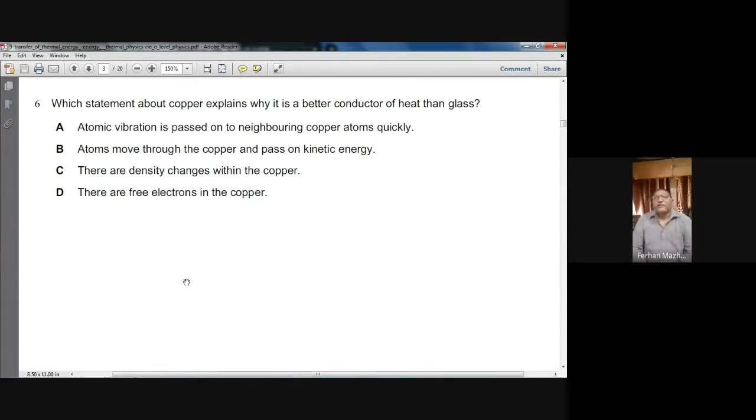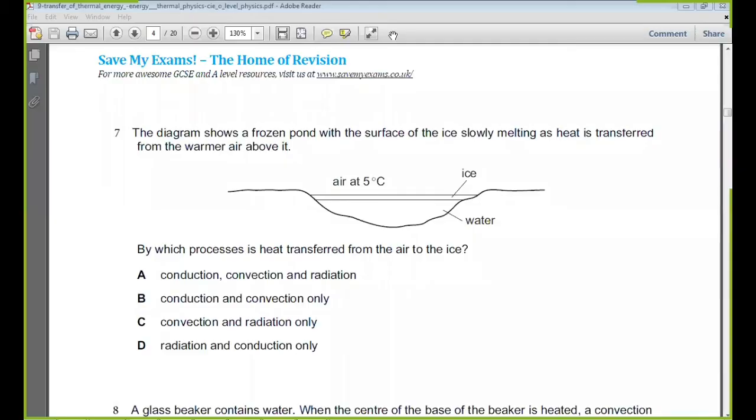Option A. Atomic vibration is passed on to the neighboring copper atoms quickly. Atoms move through the copper and pass on kinetic energy. That's perfectly wrong. There are density changes within the copper. No, the option is there are free electrons in the copper. The reason that copper is a better conductor as compared to glass is option D. There are free electrons.